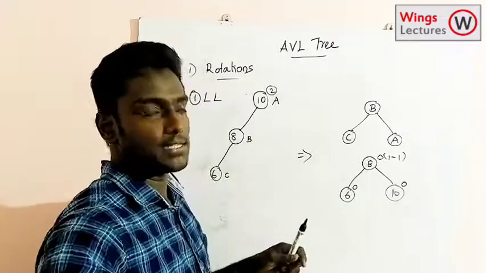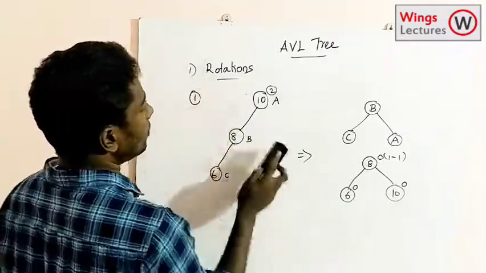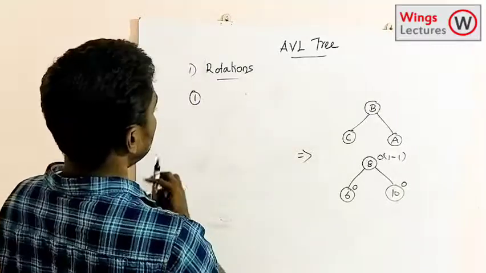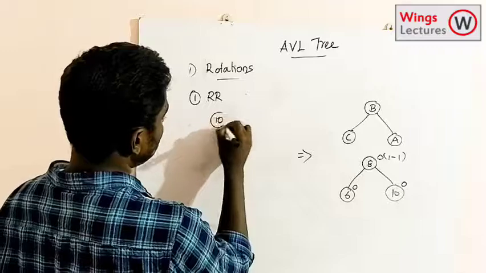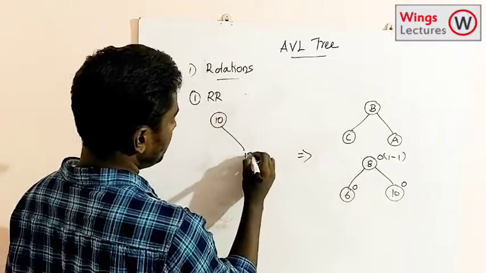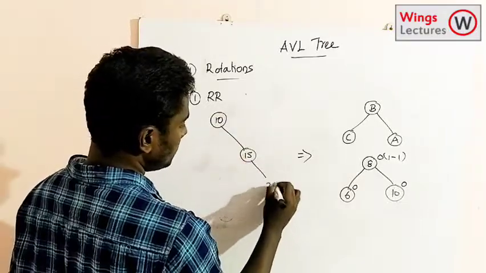The next strategy is right towards right: 10, 15 and 20.